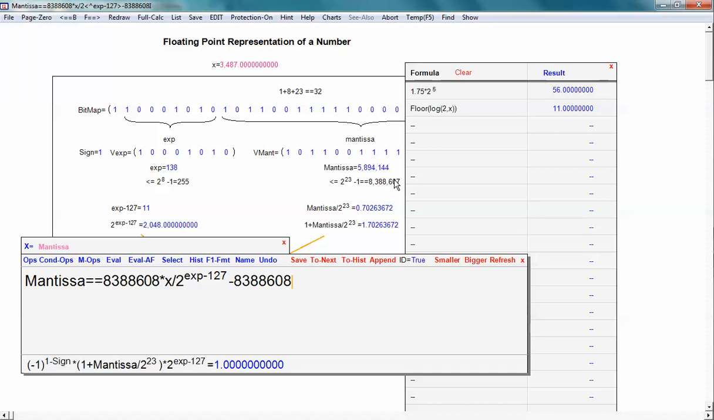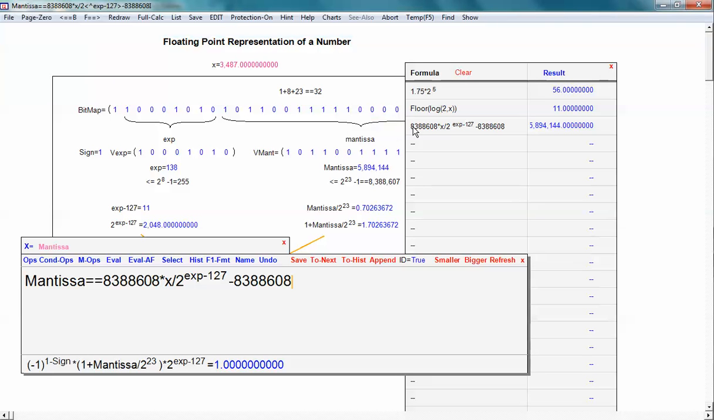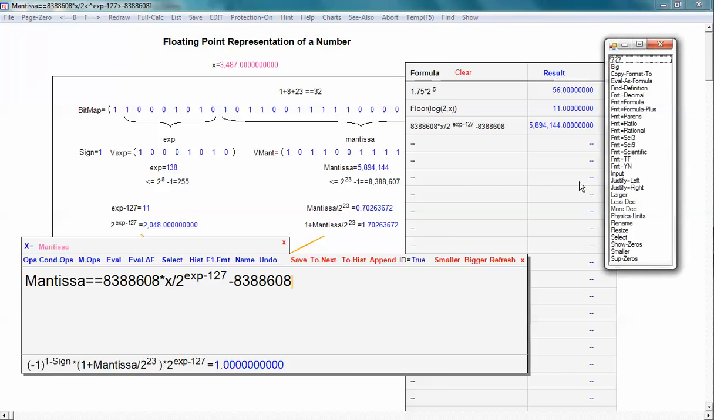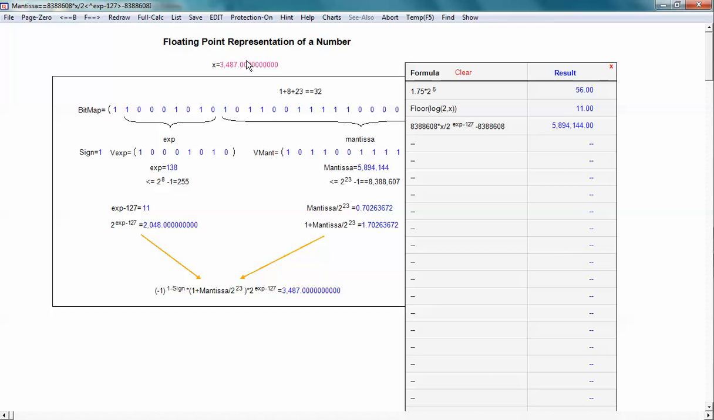And notice that 8388608, that is 2 to the 23rd. That would be another way of writing that. So the mantissa is this thing here. And let me use fewer decimals. We don't need all those decimals because they're always going to be integers. And let's check it. There's the mantissa as calculated by the program, and there's the mantissa calculated by the formula. So that's how we can go directly from x to the exponent and the mantissa.